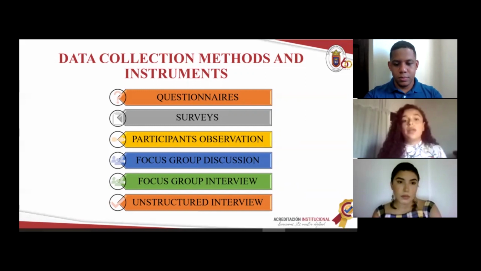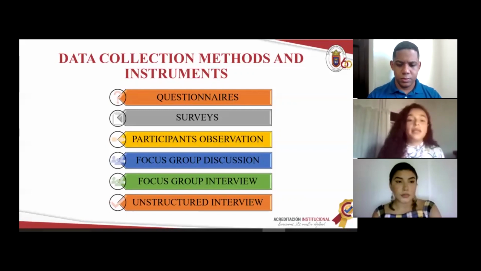Third, recording on electronic devices. To implement this instrument, the researchers must first request the consent of the participants. This will allow us to be sure of the information provided by the participants before declaring the final results.